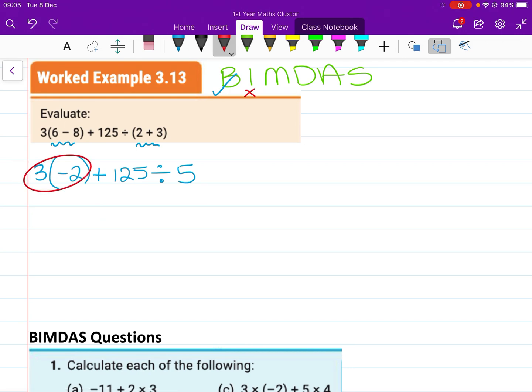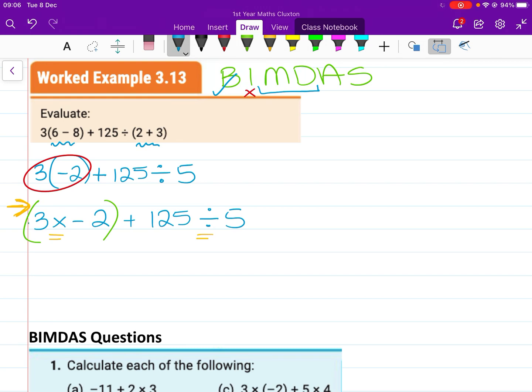Now, multiplication, tricky. Do we have a multiplication? So we do, okay? See here, we have this bracket. So this can be written as 3 multiplied by minus 2 plus 125 divided by 5, right? So I do have a multiplication. Remember when you find a multiplication, you should always check if there's a division in the same line, which there is. So we start on this side and work left to right, which means we do the multiplication first. But we always have to be aware of it.